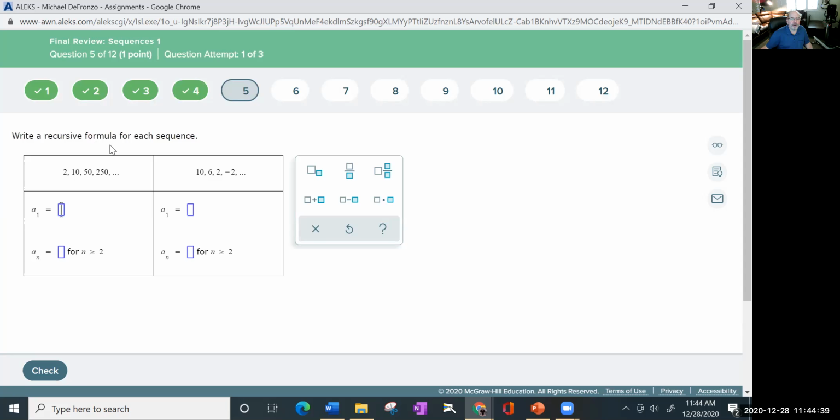Here we're going to write a recursive formula for each sequence. As I said, it will tell you when it wants recursive. Now, this one here appears to be multiplying by 5. Okay, so the first term is 2, and then the next term is the one before it, right? Times 5. 5 times the one before it.